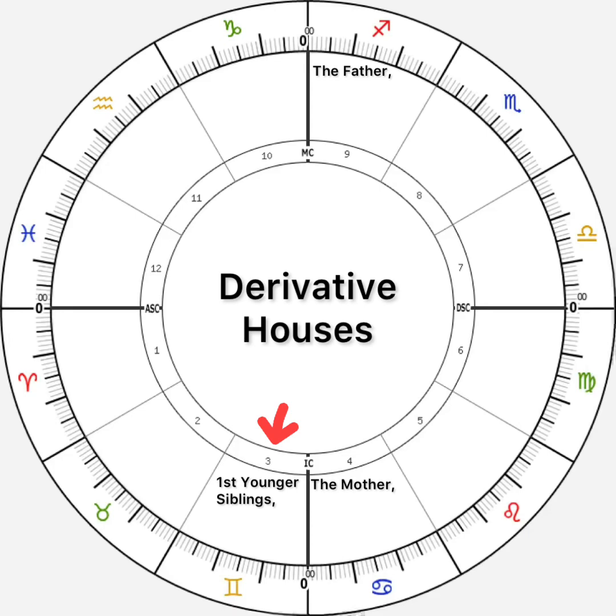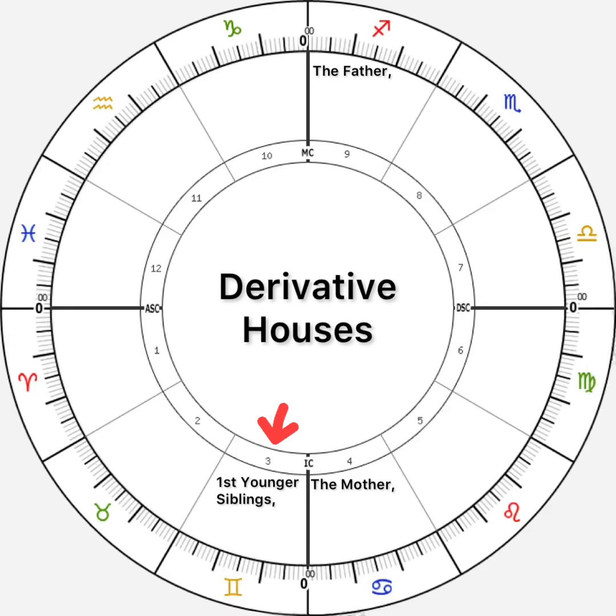So if you have a younger sister or brother, your youngest sibling, they will be seen from the 3rd house. So this is going to be your first youngest sibling, right? And this is the 3rd house again. So your first youngest sibling will be seen from the 3rd house.